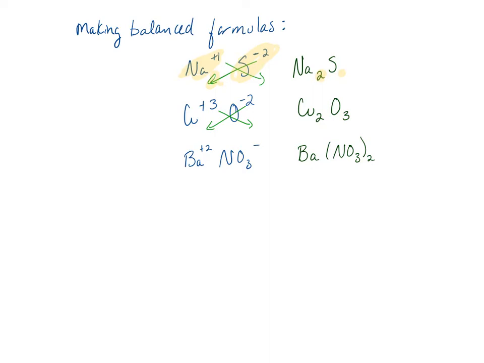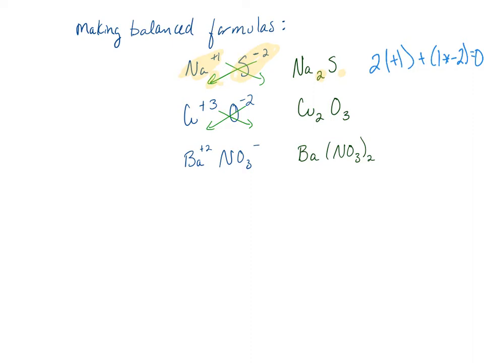I don't put 1 down here because that's assumed to be 1. If you want to write that out the longer way to prove to yourself that this works, realize that 2 of Na that have a +1 charge plus 1 of sulfur that has a -2 charge would equal 0. So that's how I know it's a balanced formula, because my overall charge is 0.